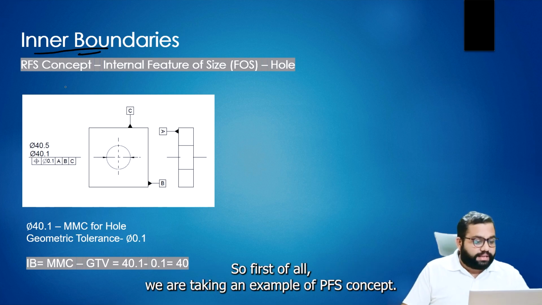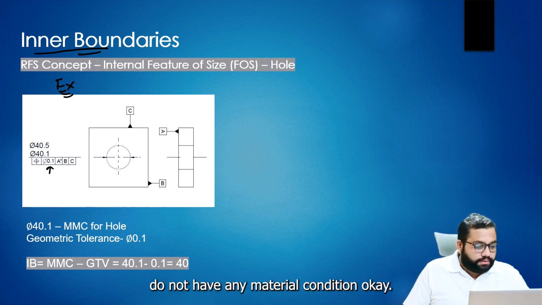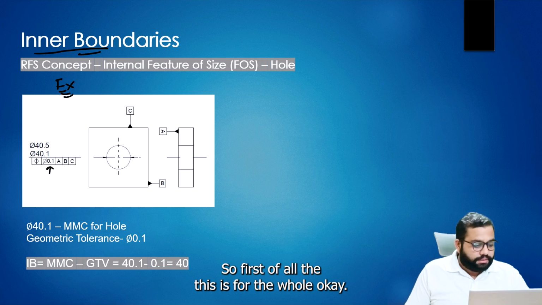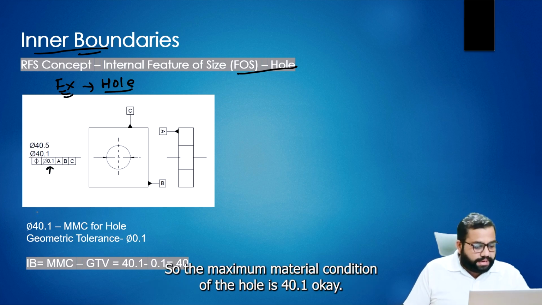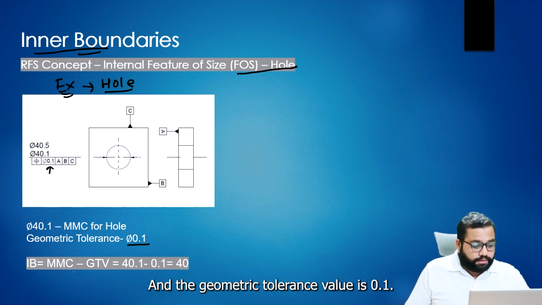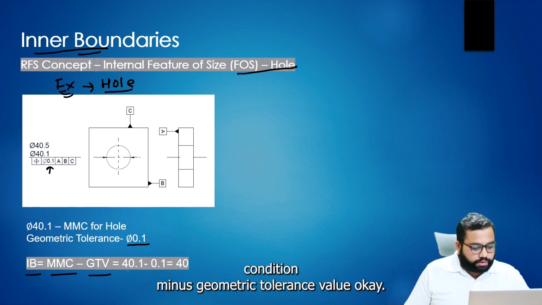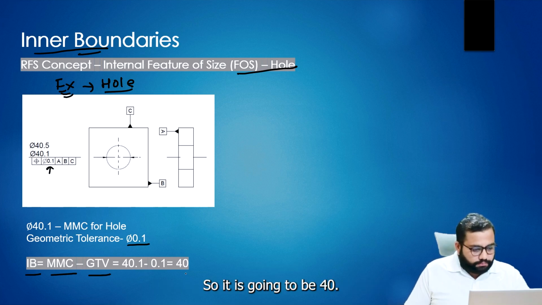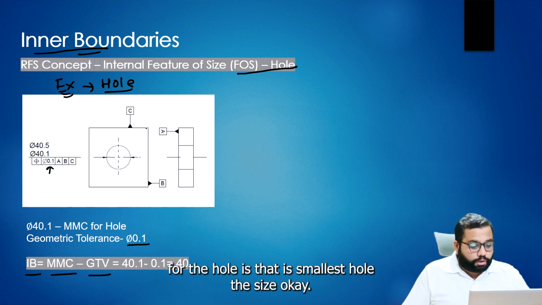So first of all, we are taking an example of the RFS concept. In RFS, the positional tolerance does not have any material condition. First of all, this is for the hole, the internal feature of size. The maximum material condition of the hole is 40.1, and the geometric tolerance value is 0.1. So the inner boundary is equal to the maximum material condition minus the geometric tolerance value, so it is going to be 40. So the inner boundary for the hole is the smallest hole size.